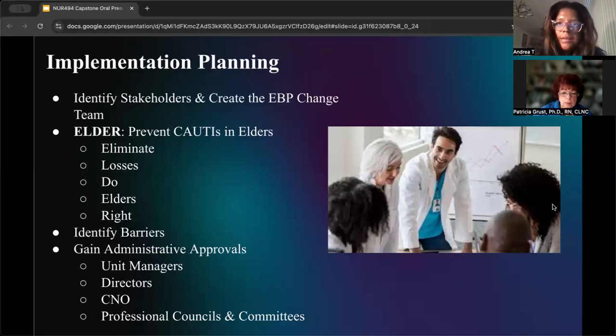Additionally, it is important to consider a catchy phrase to name this project. This ought to create excitement and motivation with the members of the evidence-based practice change team to move forward with project objectives. So as you can see here, my catchy phrase is the acronym ELDER. Eliminate losses, do elders right.